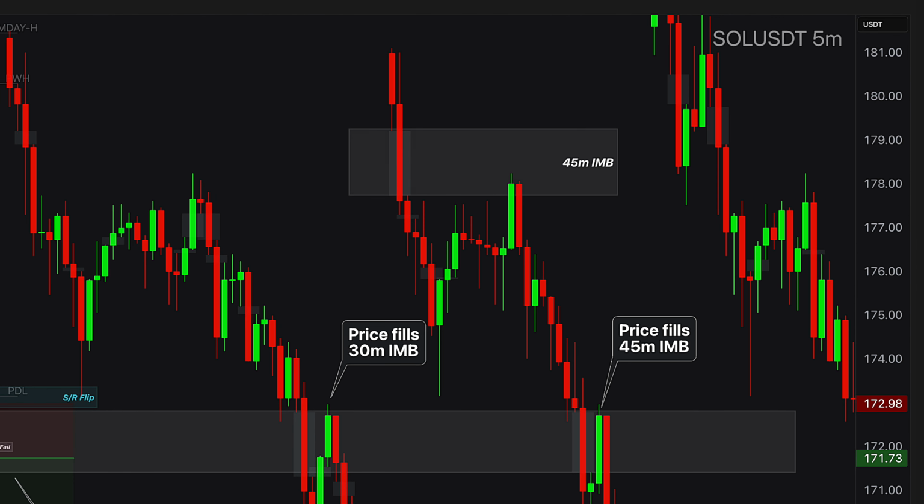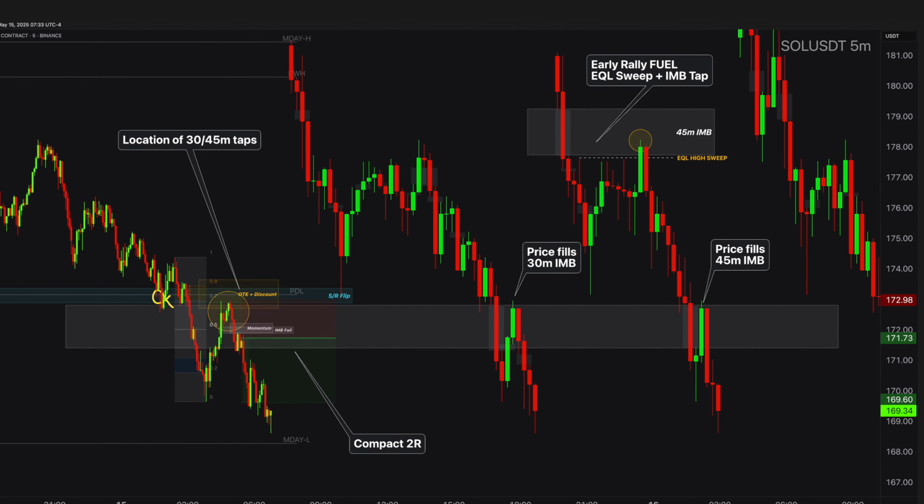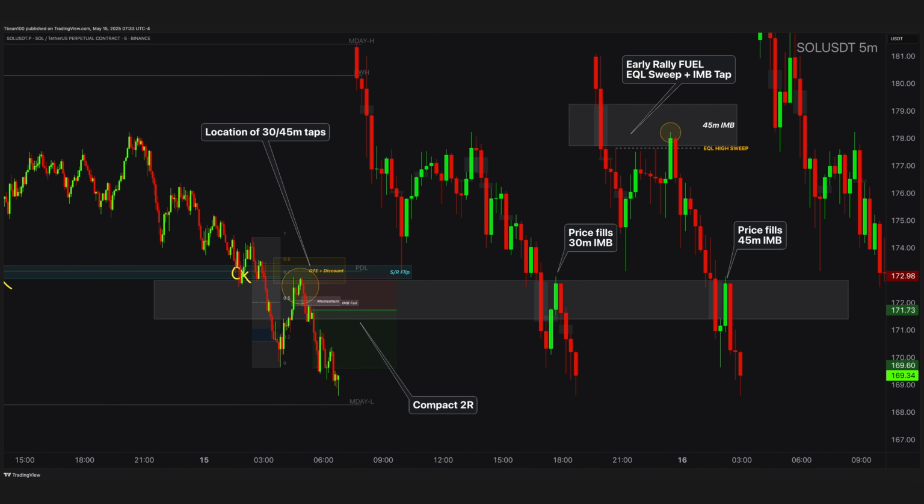But check this out as well. Notice this 45-minute imbalance above. And notice the equal highs structure. How the price sweeps the liquidity and taps the imbalance before the prior rally. What a crash from now on, over $10.